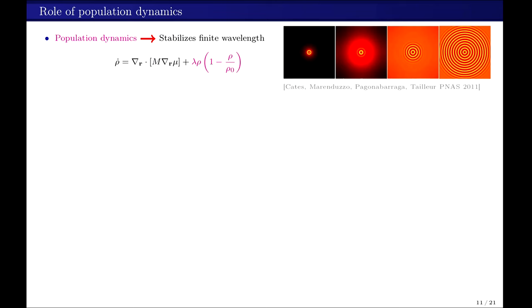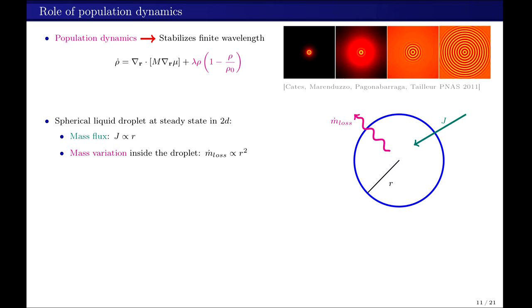Maybe for biologists it will be more intuitive; for physicists it was less intuitive, maybe. It's population dynamics. Of course, bacteria live and die and reproduce. And if you add this logistic growth term to your MIPS theory, this will stabilize a finite wavelength. I'll try now to justify what's going on, but just to make sure we all agree: the first lambda rho part is basically an exponential growth of the density. This second part saturates the growth to a carrying capacity rho naught. So that's basically a logistic term.